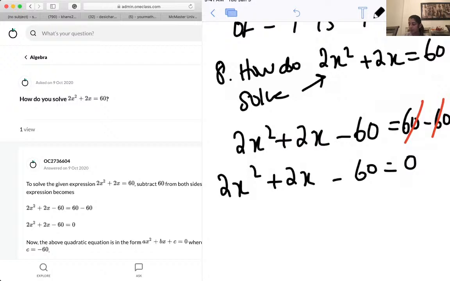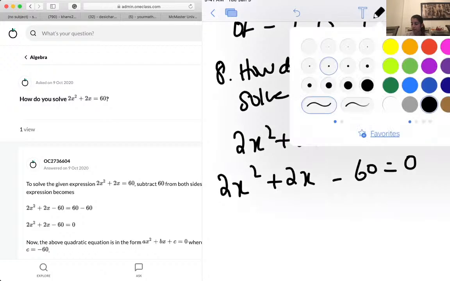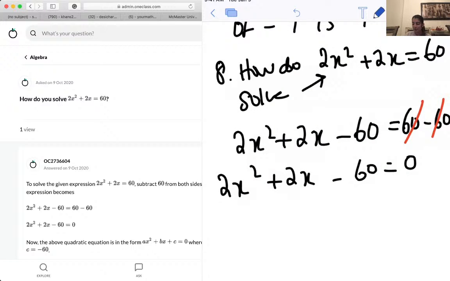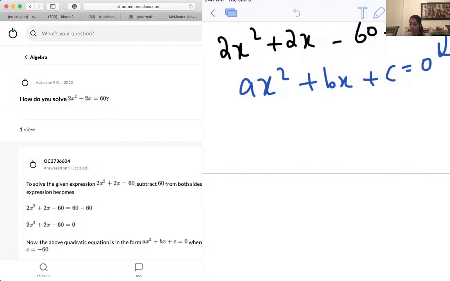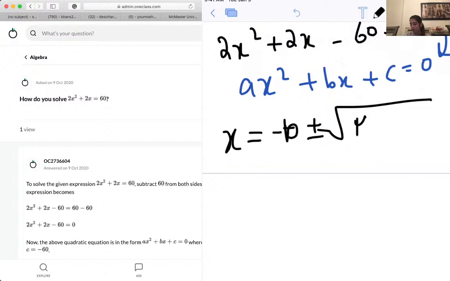This looks a lot like a quadratic equation. Again, the standard form of a quadratic equation is ax squared plus bx plus c is equal to 0. And this looks a lot like this. So we can just assume that it's quadratic, and also because it's order 2. So we can put this in the quadratic formula, which is negative b plus or minus the square root of b squared minus 4ac over 2a.